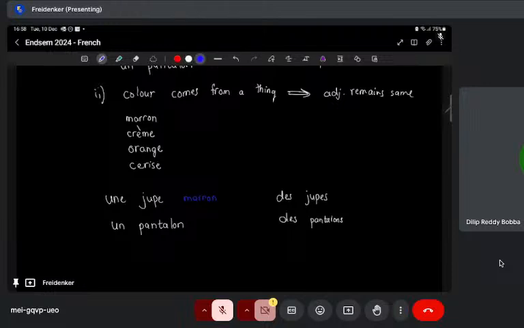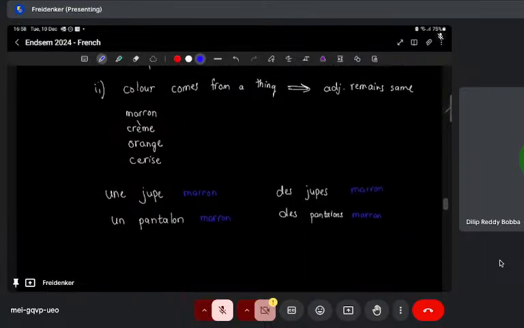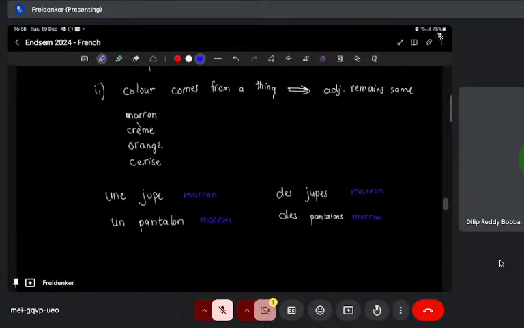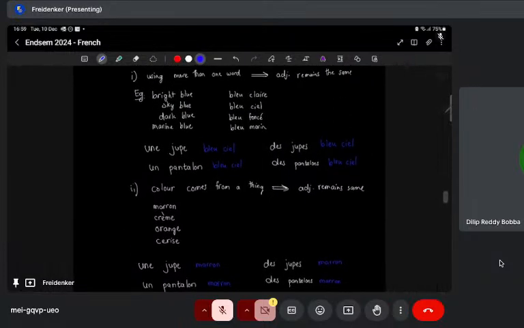So what does it mean? I can simply write orange, orange, orange. No extra E, no extra S. Same. If I have to say cream colored pants, so pantalon crème. It will not change. If you want to say plural also, you will not get an extra S, you will not get an extra E. So this is the exception. One is if you're using more than one word, and the other is if it comes from a thing.